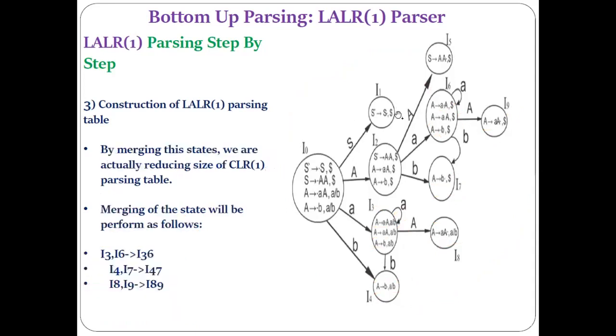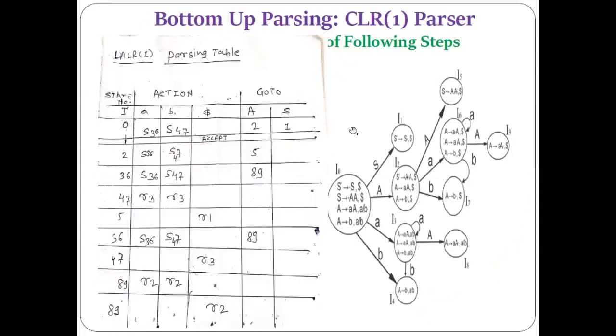So you have to merge the states, that I already told you. By merging these states, we are actually going to reduce the size of the CLR1 parsing table, that we'll see. And how to perform the merging? I3 and I6 will be merged to I36, I4 and I7 will be merged to I47, and I8 and I9 will be merged as I89. Now, let's see how to do this.